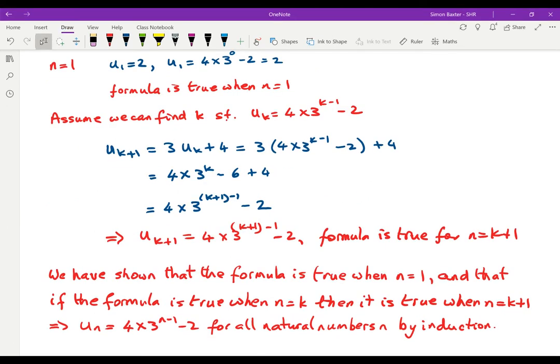All that remains is to add the usual last paragraph. We have shown that the formula is true when n equals 1, and that if the formula is true when n equals k, then it's also true when n equals k plus 1. That means that un is 4 times 3 to the n minus 1 minus 2 is true for all natural numbers n by induction. Notice I keep doing the same. All the red pieces, please, all these red bits, you should be doing yourself.